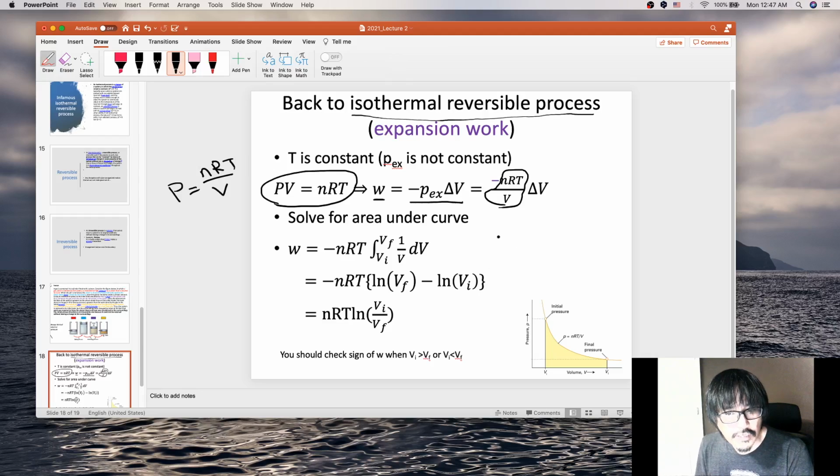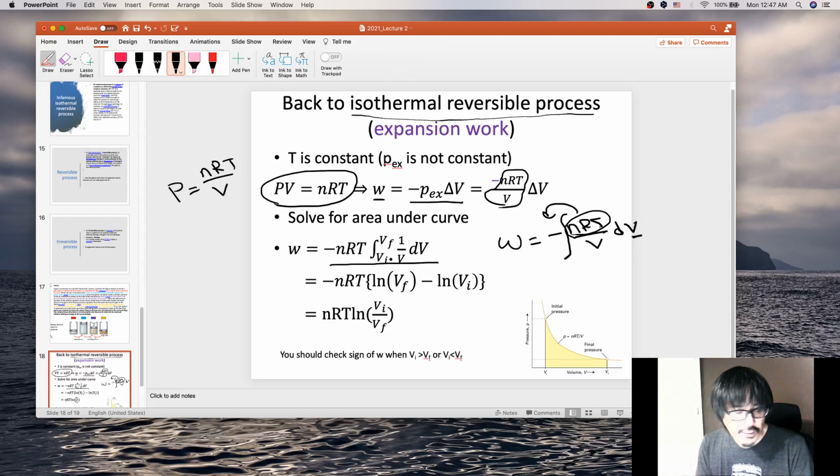And then the work right here is actually a collection of the small volume changes, right? So it's an integration. Now nRT is going to go in front, because the only variable right here is the volume, right? Everything else is just going to go in front. So you actually get this right here.